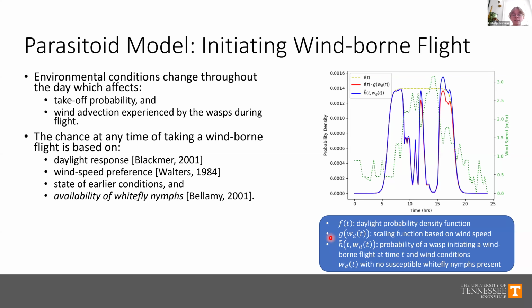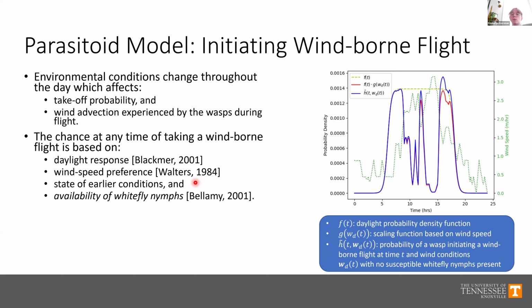So over here, we have some of those functions. This F, which is this yellow dashed line right here, is our daylight probability density, so brightest during the middle of the day. And this green dotted line is our wind speed. Like I said, in that one paper, they collected wind data throughout the day, so we actually have wind data that we're basing this on. And then we have a scaling function based on wind speed. So when we scale this daylight based on the wind speed, we get this red function right here.